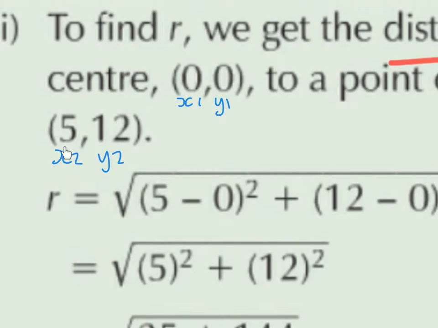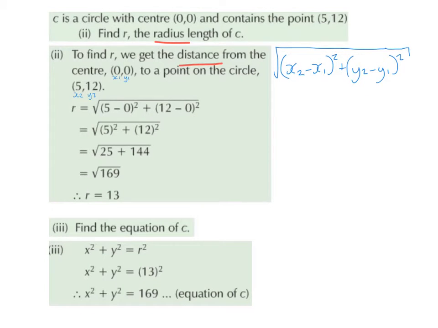x1, y1, x2, y2. And then we're going to substitute these into our distance formula. So we bring down the square root and the bracket and swap x2 for 5. Bring down the minus. Swap x1 for 0. Bring down the bracket and the squared. Bring down the plus and the bracket.